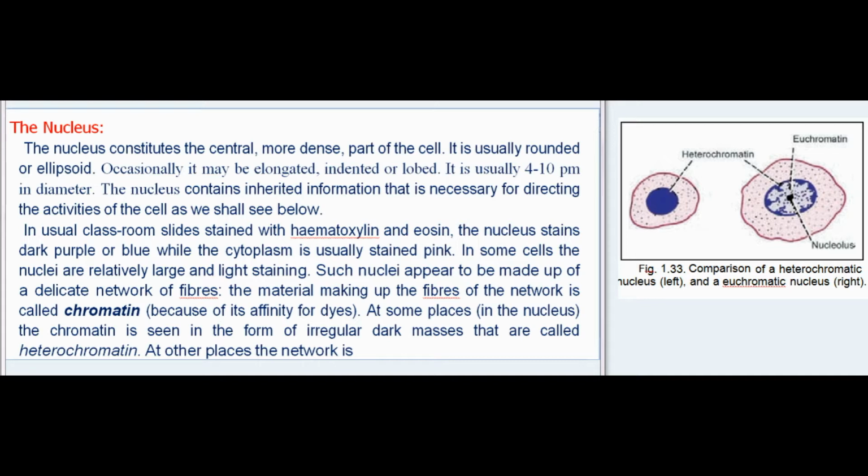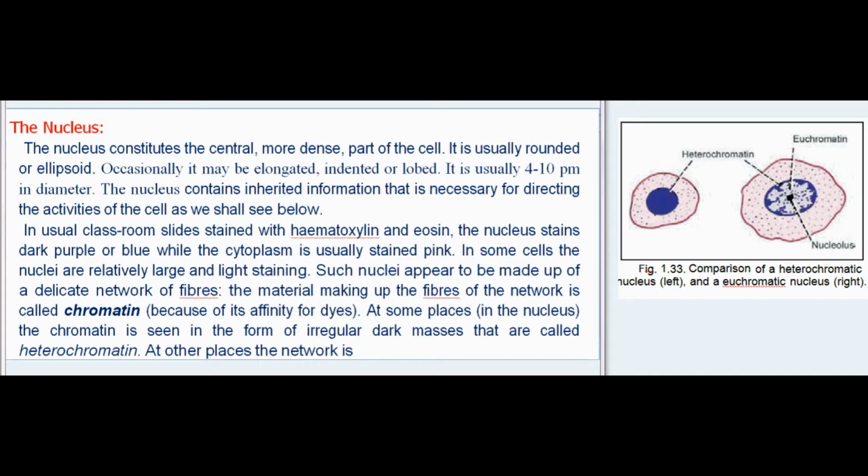In usual classroom slides stained with haematoxylin and eosin, the nucleus stains dark purple or blue while the cytoplasm is usually stained pink. In some cells the nuclei are relatively large and light staining. Such nuclei appear to be made up of a delicate network of fibers. The material making up the fibers of the network is called chromatin, because of its affinity for dyes.